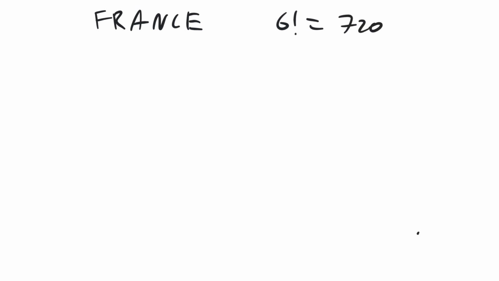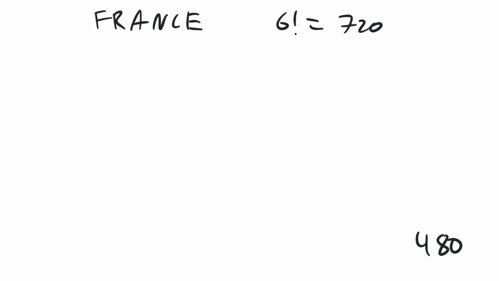All right, so our answer seemed to be correct, 480, but how can we do this with a formula? So we know we have F, R, A, N, C, and E. Normally, this would give us 6 factorial, which is 720. The answer we have is 480, but how do we go from 720 to 480? Now, this is a bit of a new technique here, and so if you want, you can pause the video and think about it for a little bit.